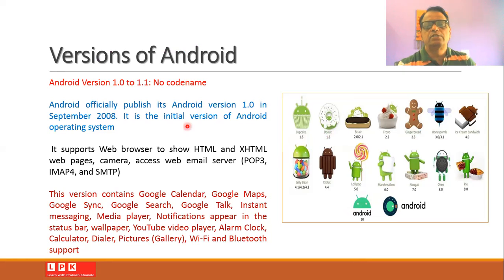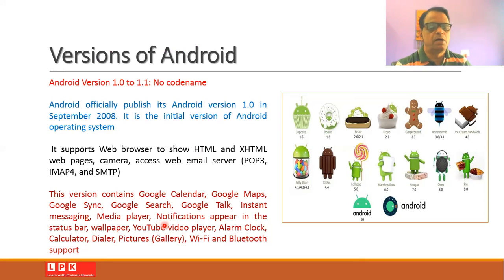In the early days of Android, there was no code name. As I said, in 2008, the first version 1.0 was released. This version supported web browsers in such a way that it could show HTML and XML web pages, camera access, and a webmail server. It also consisted of different applications such as Google Calendar, Google Maps, Google Sync, Google Search, Google Talk, instant messaging, and media player.